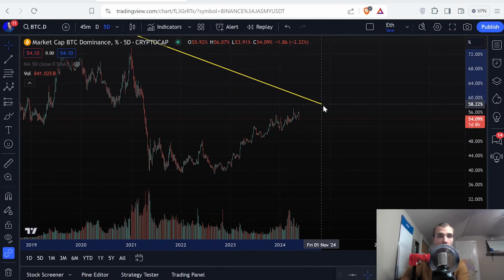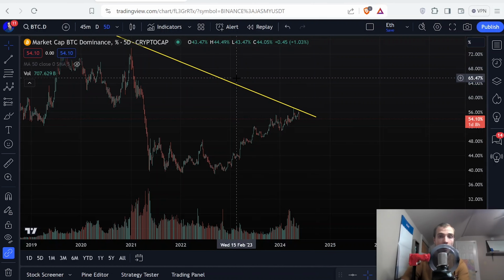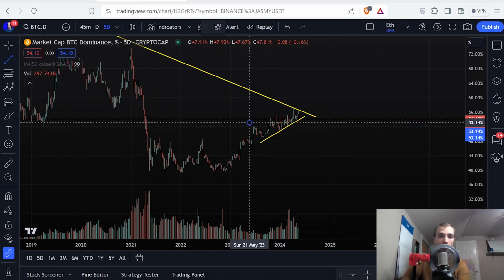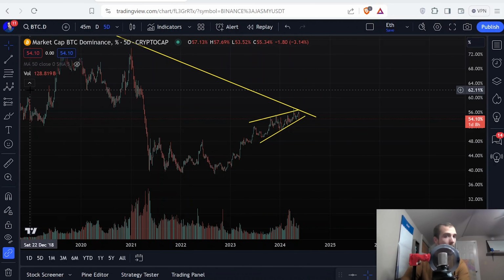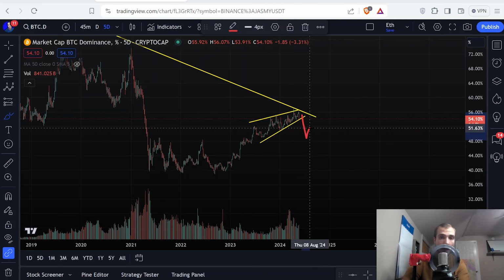With Bitcoin dominance, we have this resistance line here, and we've been pushing up against this resistance line, and there's also a rising wedge pattern right here. So we have a rising wedge structure on Bitcoin dominance. If this breaks down, altcoins are going to take off. Jasmy's going to explode. XRP, a whole bunch of coins are going to explode as a result of a breakdown in Bitcoin dominance.